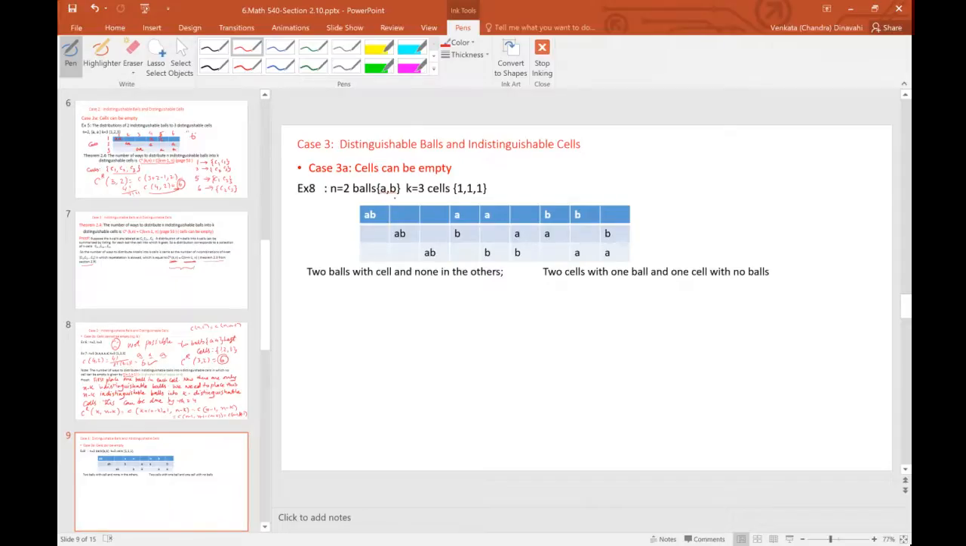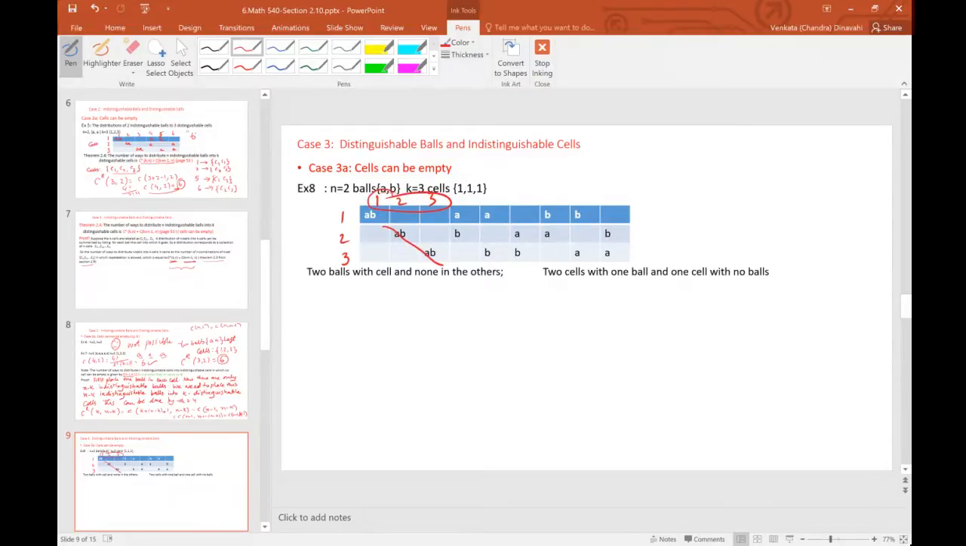Now, the balls are distinguishable, so I'll call them A and B, and the cells are all the same, so I'll call them 1, 1, 1. If you look at example 1, if you assume cells are indistinguishable, then all the cells are the same thing. Suppose we assume the cells are distinguishable: cells 1, 2, 3, and we had seen from example 1 there are 9 different distributions. Now if you assume all the cells are the same, these distributions 1, 2, and 3 are all equal to each other. So you will have only one of these.